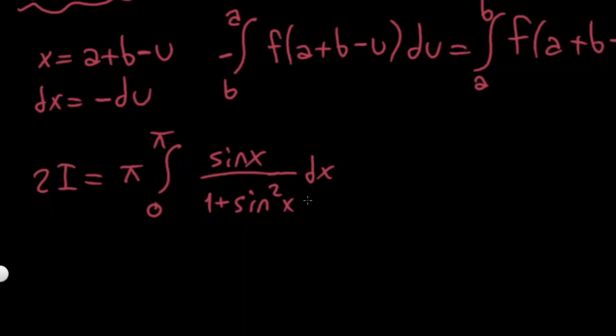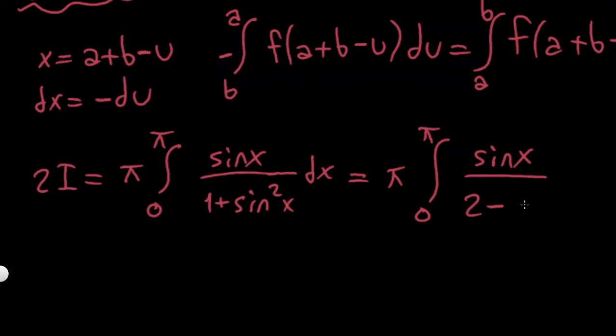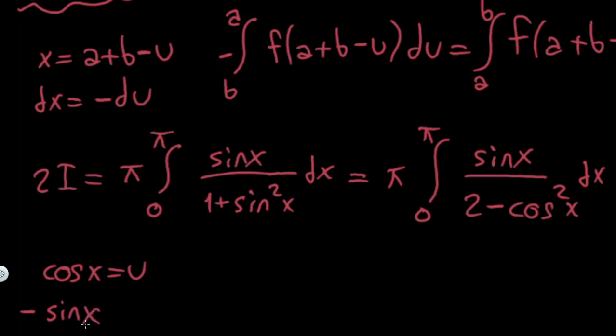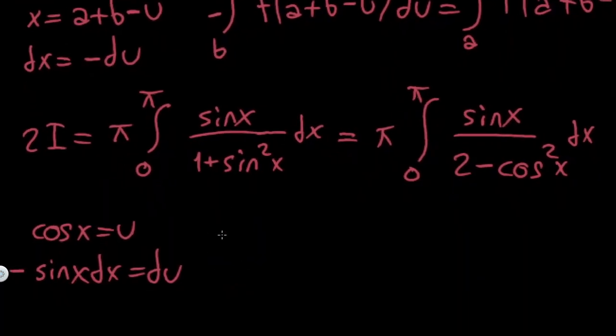If I say sine x is equal to u, it's not going to work because I don't have du in the top part. And if I make the substitution 1 plus sine squared x equal to something, it's still not going to work. But I can make a clever substitution. First I can rewrite sine squared as 1 minus cosine squared x, because then I will have 2 minus cosine squared x in the denominator. Now if I make the substitution cosine x equal to u, I will have minus sine x dx equal to du.